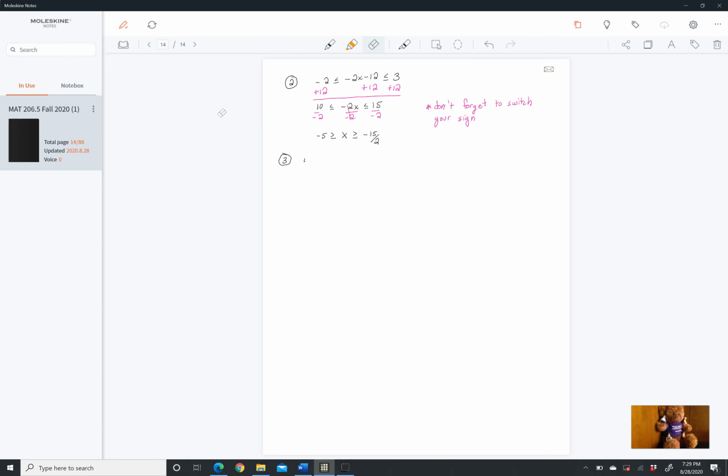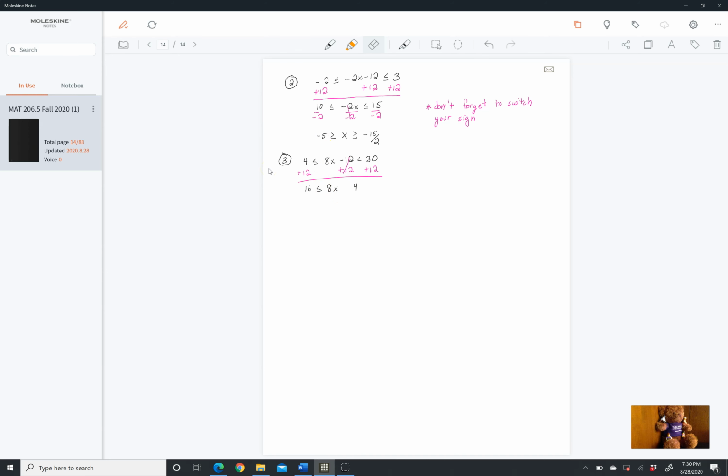Let's say that we have 4 is less than or equal to 8x minus 12, which is less than 30. So once again, we want to get the middle, we want to get the x by itself. So we're going to add 12 to both sides. I say both sides, you know I mean all three sides at this point. So that gets rid of the 12 in the middle. 4 plus 12 is 16, which is less than or equal to 8x, which is less than 42.